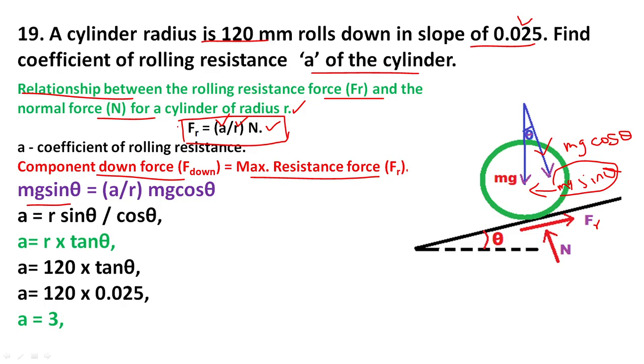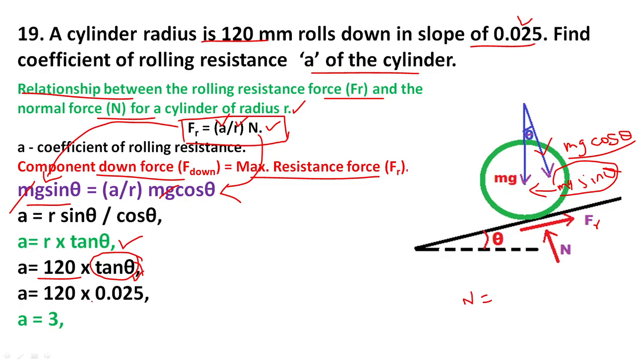Here Fr equal to mg sin theta, and A by R into N, where the normal reaction N equals mg cos theta. So mg sin theta equals A by R into mg cos theta. The mg cancels, so A equal to R sin theta by cos theta, A equal to R into tan theta. The radius of the cylinder is 120, and tan theta is the slope, which is 0.025.